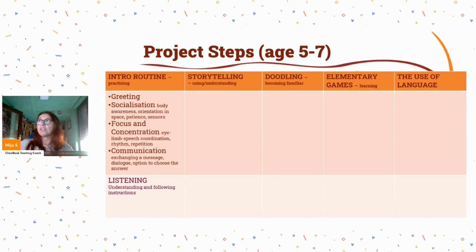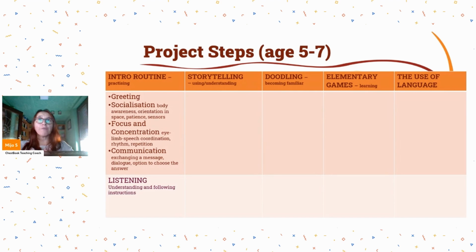After that, we have the socialization part, which is the activity through which children practice body awareness, orientation in space, patience to wait their turn, sensory skills, which is eye contact, listening, touch. All this is really very important when we come to the point that we speak, when we communicate with one another. But first, children need to learn how to establish this socialization. And here in the introductory routine, we do that through activities called socialization.